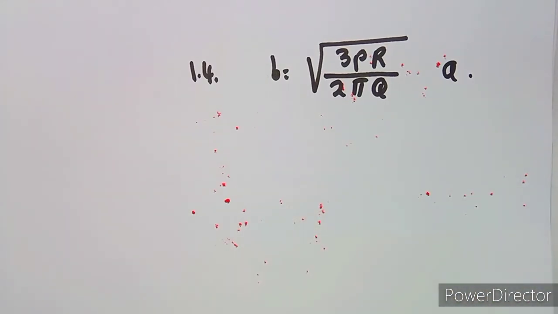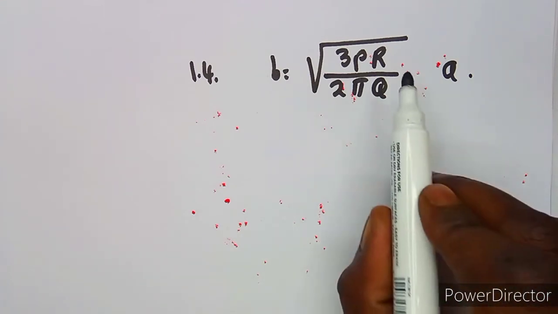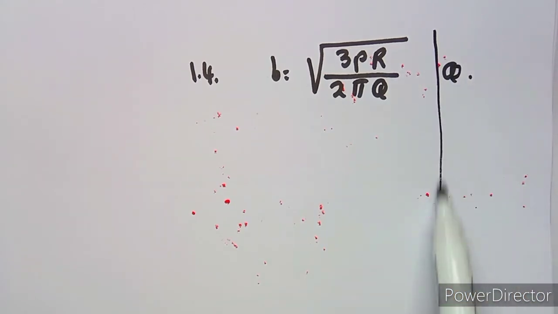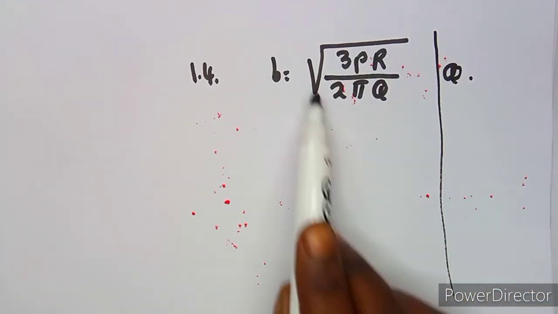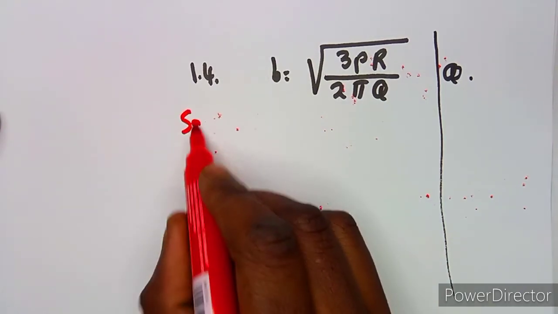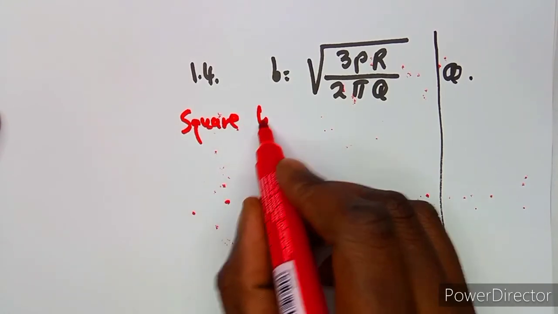So what are we going to do? The q that we need here is actually hidden inside the square root, so there's no way but to remove the square root. How do you remove the square root? You have to square both sides. So it's squaring. You square both sides.